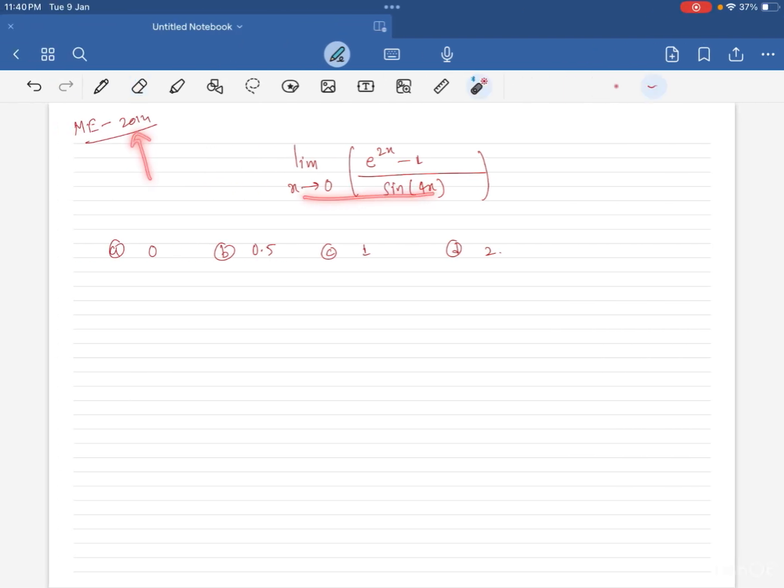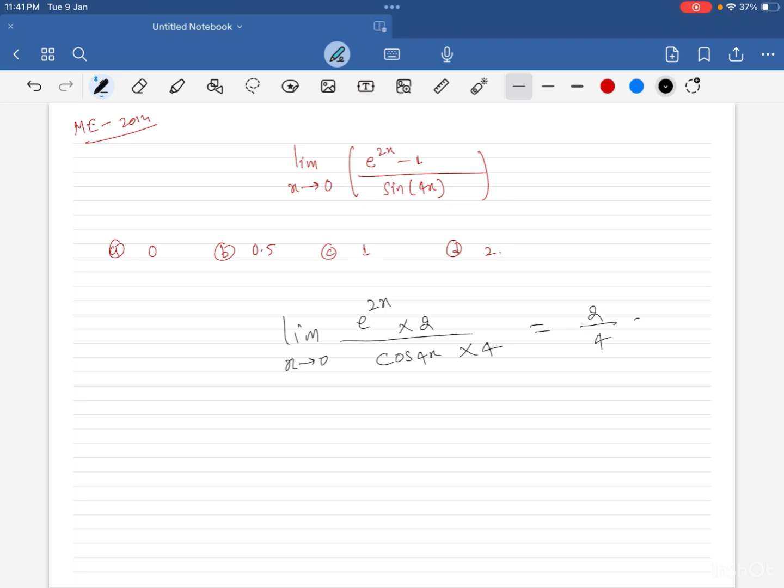This question is from ME 2014. We have to find this limit. If you put x equals 0, that is going to be 0 by 0 form. So we can apply the L'Hopital rule and differentiate. We are going to get this divided by cos of 4x into 4, limit x tends to 0. Now you can put the limit, that will be 2 divided by 4, that is 0.5.